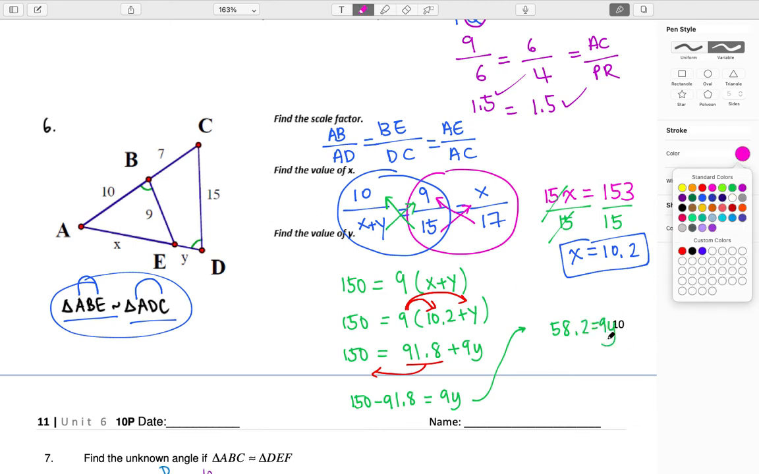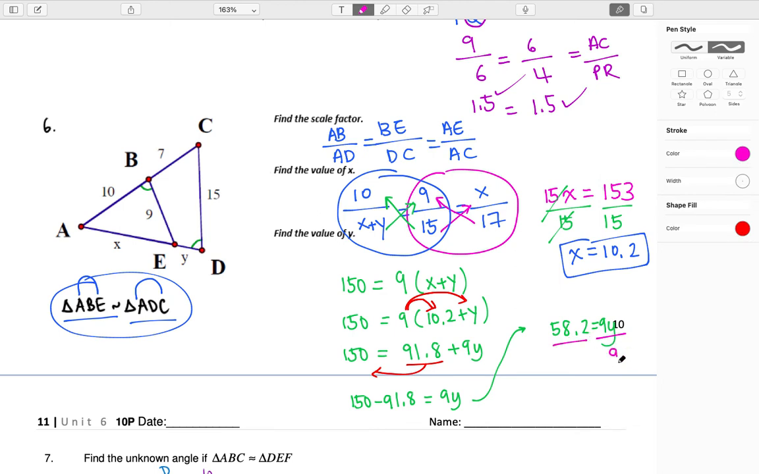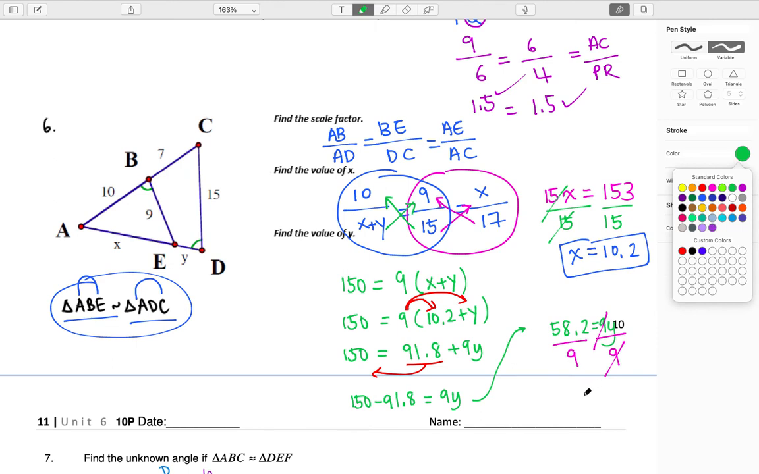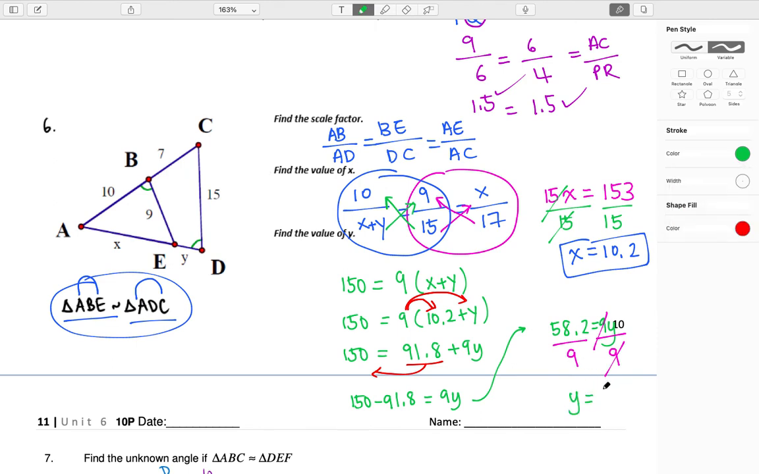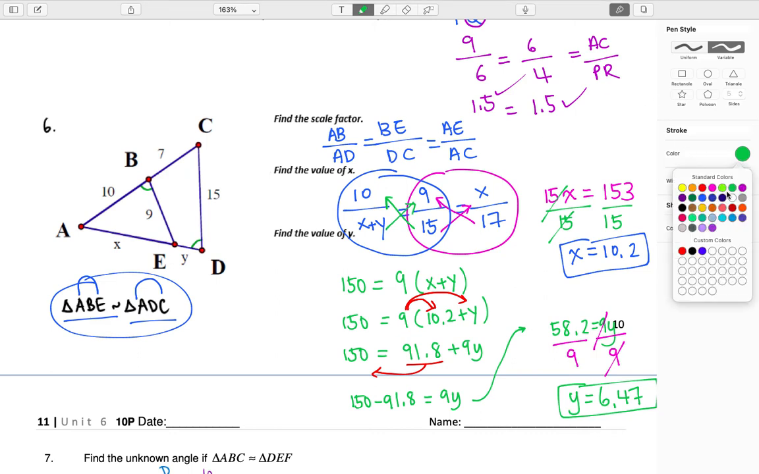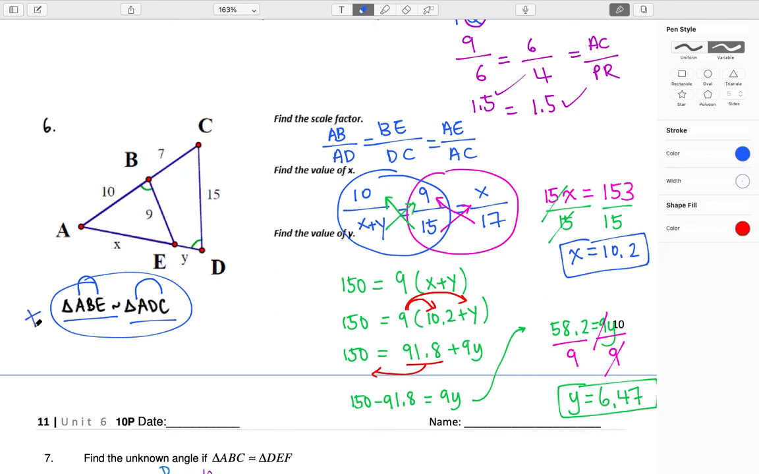Now whatever is in front of y, we're going to divide by that number. So 9 and 9, it cancels out. So therefore, y is equal to 6.47. And that's how you find y. Okay. So please remember, having the similar triangle statement, it's very beneficial to get started writing the ratio proportion statement.